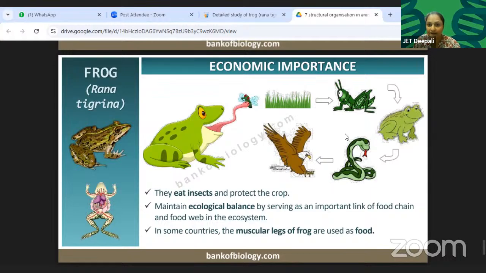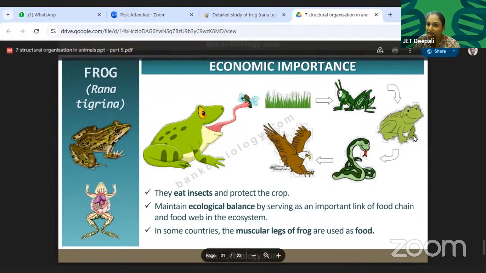See how the grasshopper, frog is eating grasshopper, a snake is eating frog, and a snake is eaten by eagle. So they are maintaining the ecological balance. In some countries, the muscular legs of frog are used as food. So that is also the reason people eat them as food.